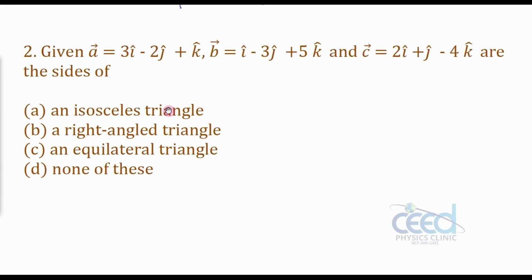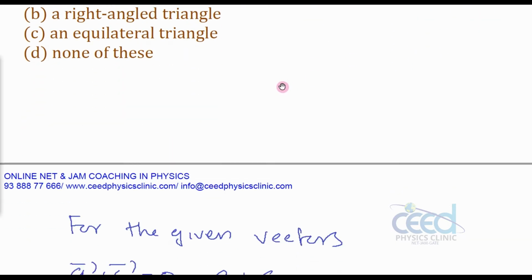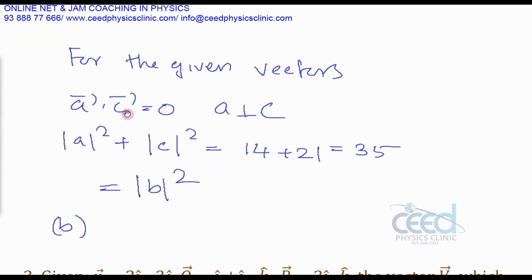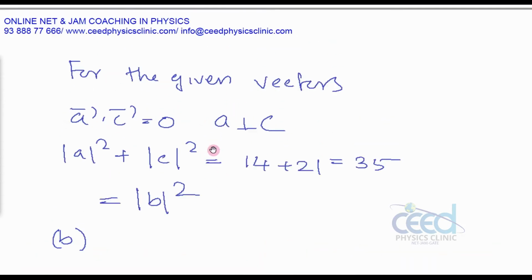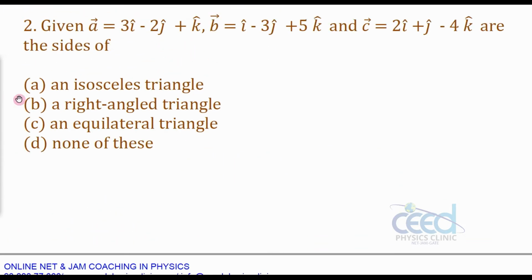If you find a dot c, that is 3 into 2, 6, minus 2 into 1, that is minus 2, minus 2 into minus 4, so 6 minus 6, that is equal to 0. Thus a dot c is equal to 0 means two sides are perpendicular. That means it is a right angled triangle. So you can directly write the option is B.